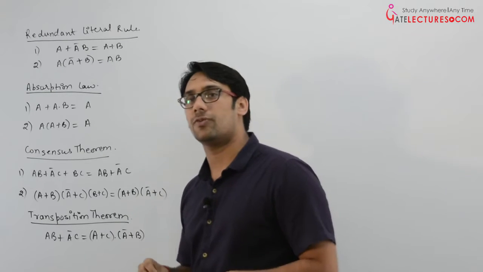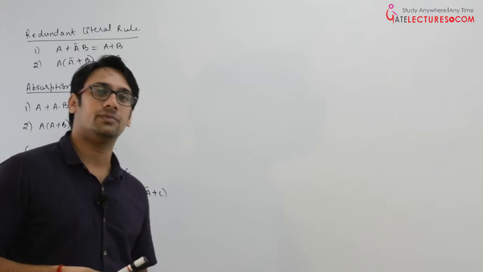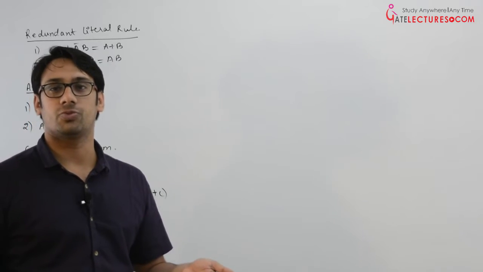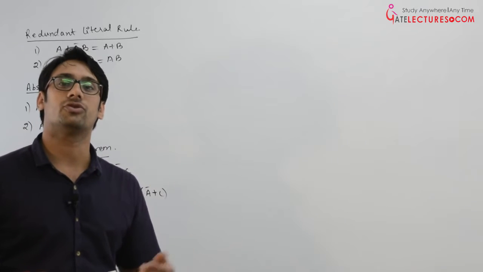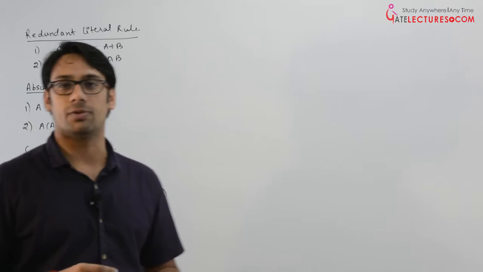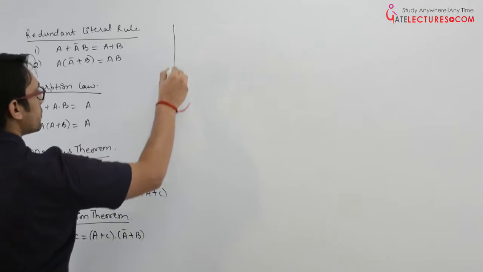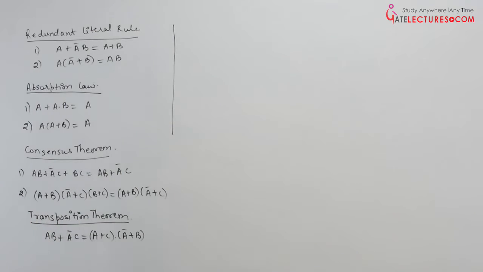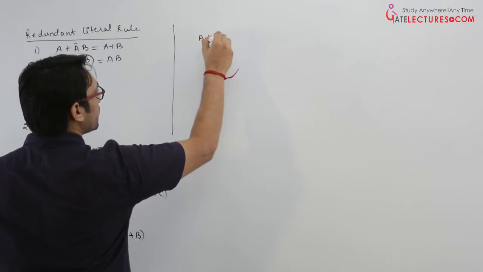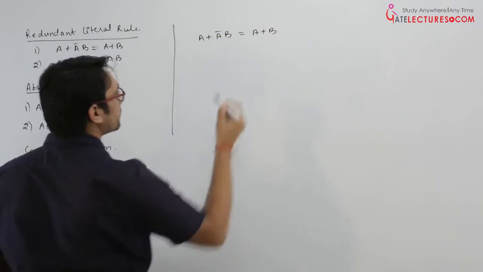So there are two ways of proving this kind of theorems. Either we can use the Venn diagram to prove this theorem, or we can use the switching algebra expressions to prove this theorem, or we can make a truth table for this. So what I will do is I will try to prove these theorems with the help of the truth table. Okay. So the first theorem is the redundant literal rule. It says if we have A plus A complement B, it can be written as A plus B.